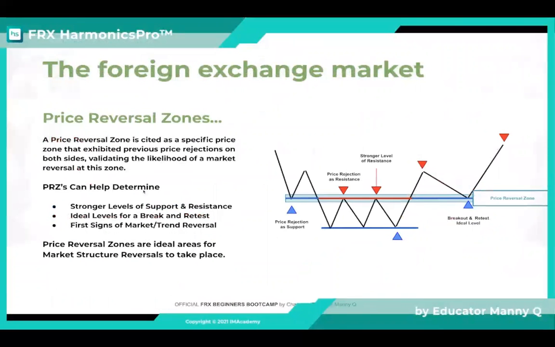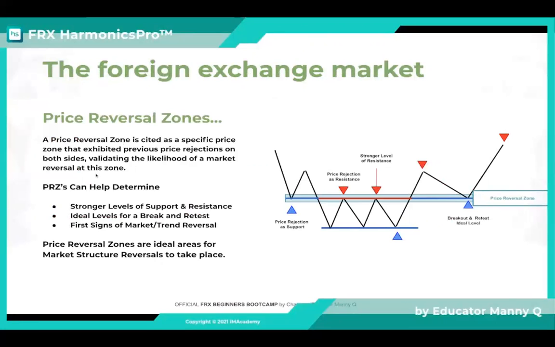Now, moving forward, let's talk about something known as price reversal zones. This is going to be extremely helpful to you, especially when it comes to entering the market. A price reversal zone is a specific price zone that exhibited previous price rejections on both sides, validating the likelihood of a market reversing at this zone.